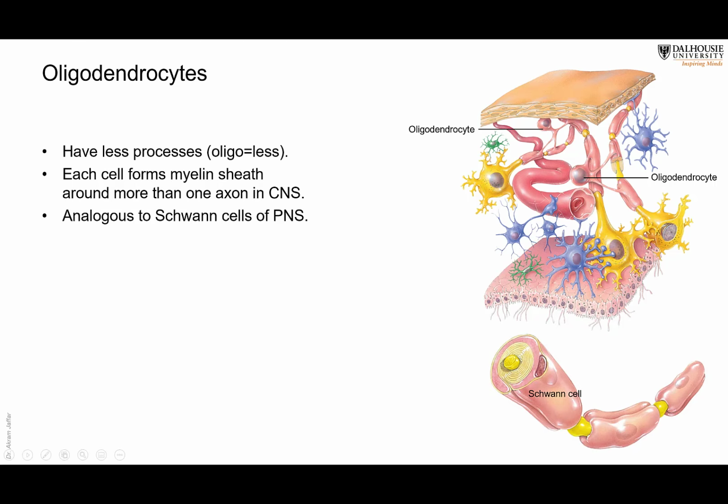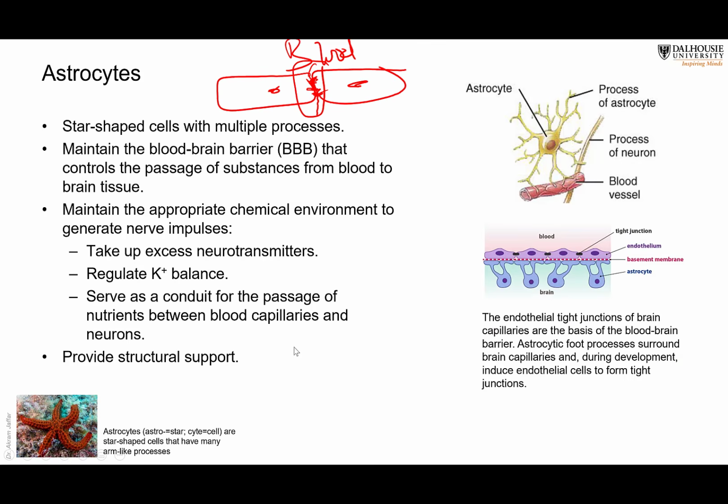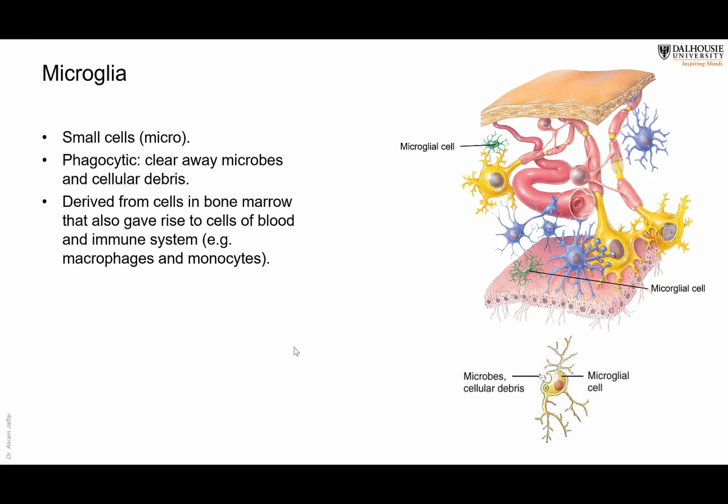It's another glial cell. Remember, if you go back to this slide, I said that there are two types of glial cells in the peripheral nervous system, Schwann and satellite. So now we know which cells produce the myelin sheath: oligodendrocytes in the central nervous system and Schwann cells in the peripheral nervous system. The other cells are called microglia.